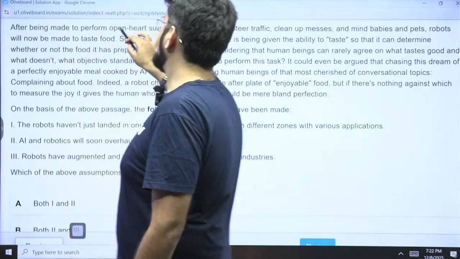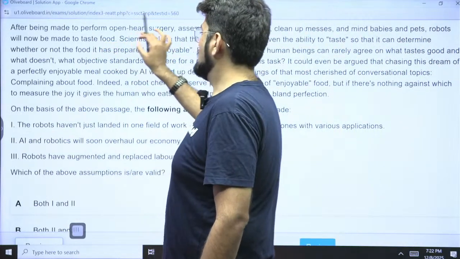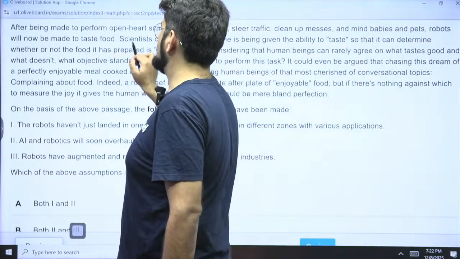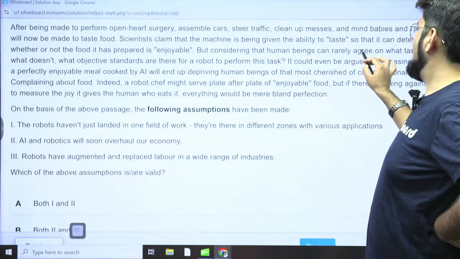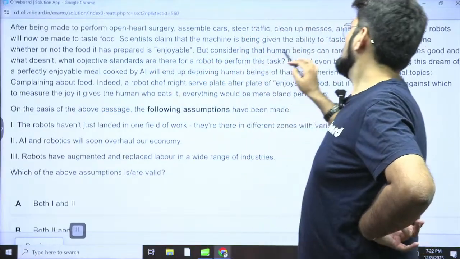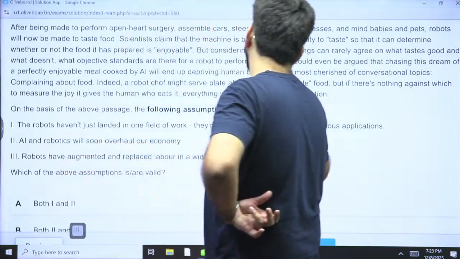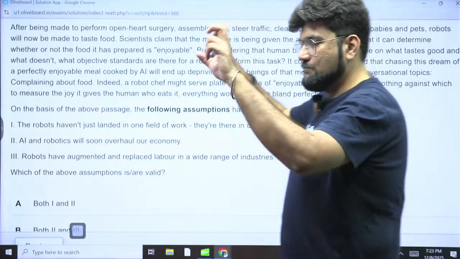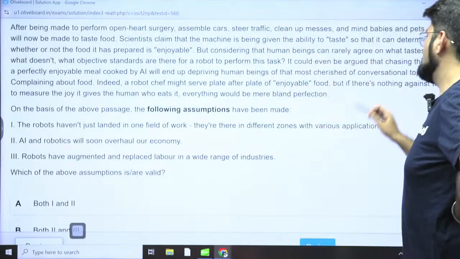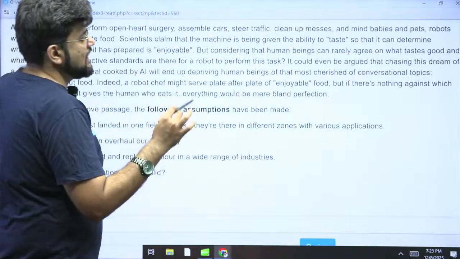Okay. So after being made to perform open heart surgery, assemble cars, steer traffic, clean up messes, mind babies, pets, robots are now made to taste food. Scientists claim a machine is being given the ability to taste so as to determine whether or not food is prepared enjoyably. Considering human beings rarely agree on what tastes good and what doesn't, what objective standards are there for a robot to perform this task? That's the question. It could even be argued that chasing the dream of a perfectly enjoyable meal cooked by AI could end up depriving human beings of their most cherished conversational topics, complaining about food. Indeed, a robot chef might serve plate after plate of enjoyable food, but if there is nothing against which to measure the joy it gives the human who eats it, everything would be mere bland perfection.